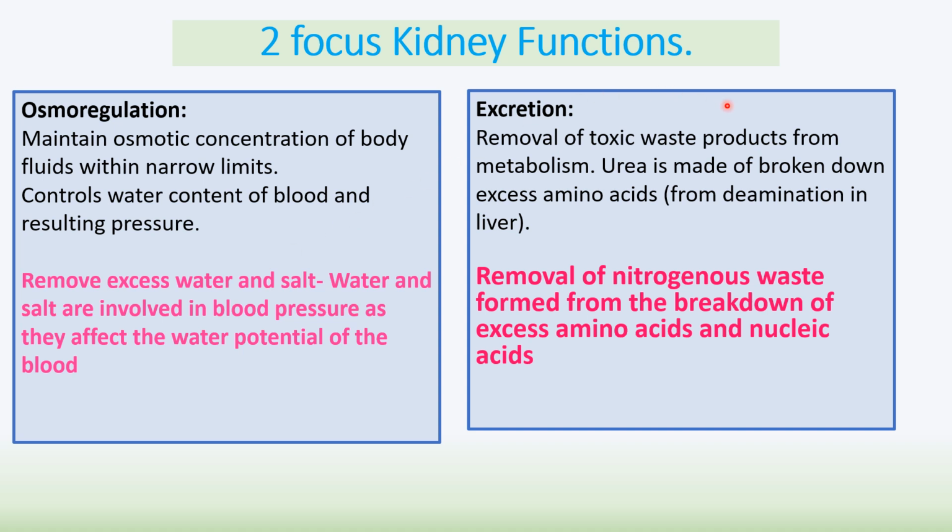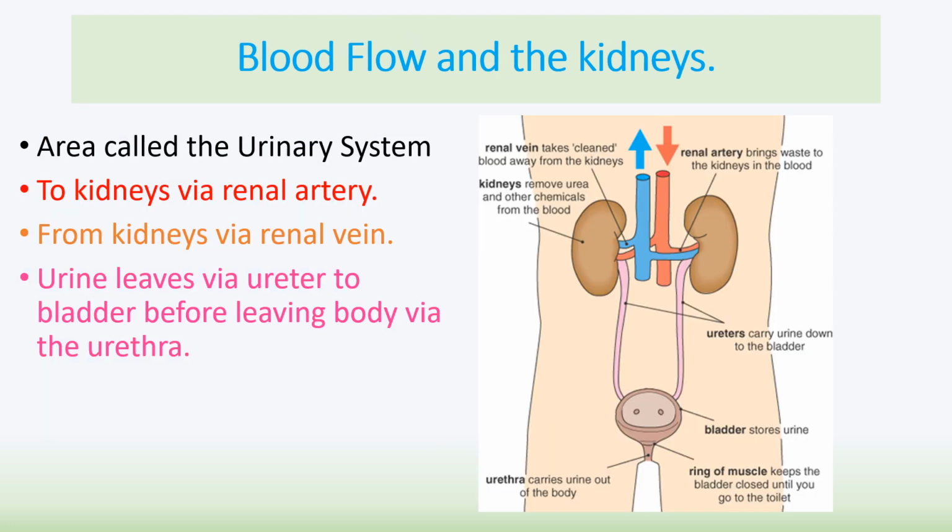They're also involved in excretion, because they remove toxic waste products from metabolism, the main one being urea, which is created in the liver by a process called deamination, from the breakdown of excess amino acids. This can also be from the breakdown of excess nucleic acids as well.